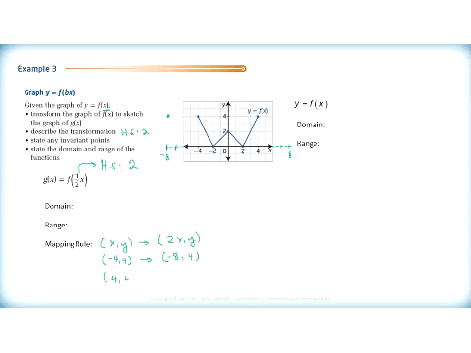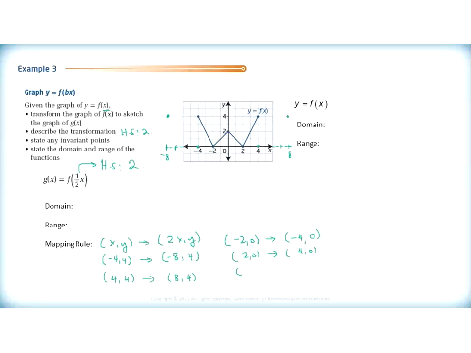We had a point at (4, 4). So we end up getting a point at (8, 4). This will be translated to (8, 4), which again is right there. We have a point at (-2, 0). Plug that into your mapping rule, and you'll get (-4, 0). We have a point at (2, 0). Plug that into your mapping rule, we get a point at (4, 0).